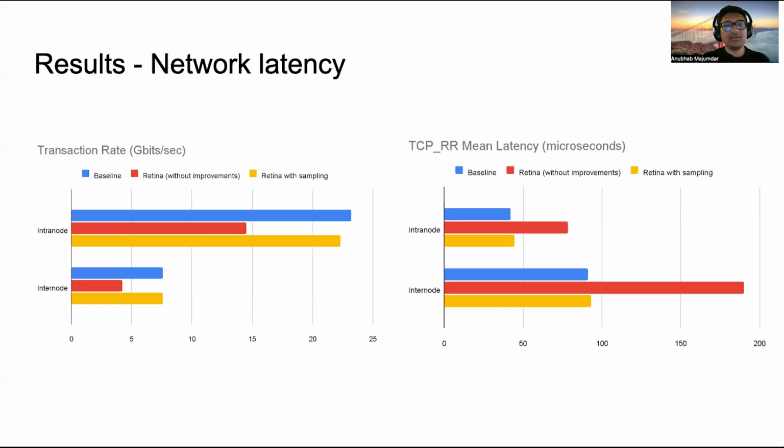Similar benefits can be seen when measuring network latency introduced by eBPF programs. We used iPerf and NetPerf tools to measure throughput and mean network latency respectively for both intra and inter-node traffic. Baseline is established on a Kubernetes cluster without Retina installed. The graph on the left shows transaction rate, while the graph on the right shows TCP round-trip latency. To establish the worst performance, we installed Retina without any of the enhancements discussed. We impact throughput and latency quite significantly. For example, Retina without any improvement can add almost 10 microseconds to mean latency in intra-node pod-to-pod TCP communication.